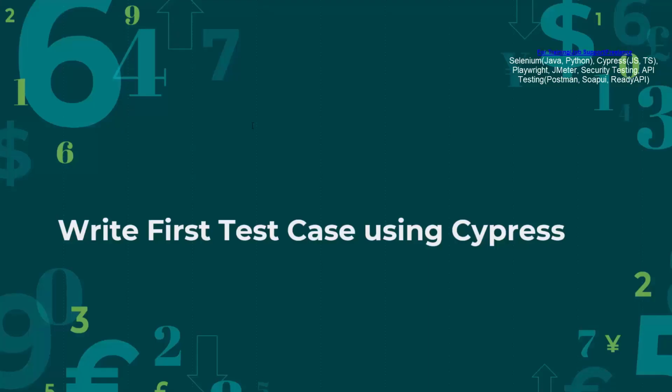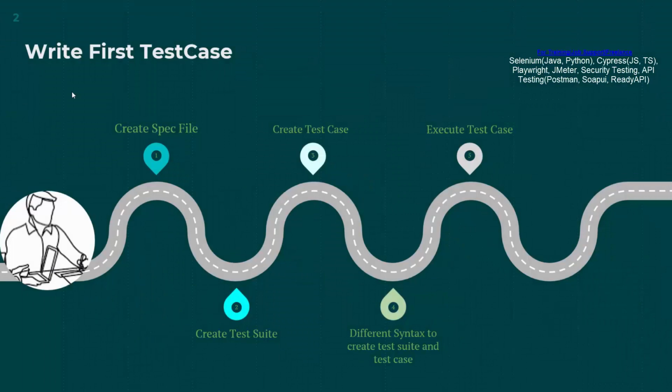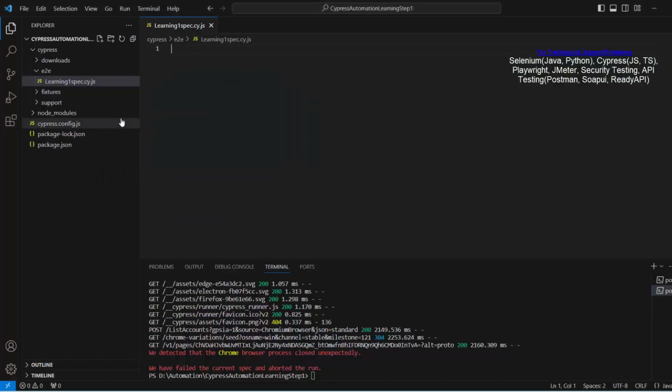For that we need to perform some actions. First of all, we need to create a spec file, meaning a test case file, which we already created: learning1 spec.cy.js. As I updated you in the last session, .js means that's a JavaScript file, .cy means that's Cypress automation. Now the question comes: if I remove the .cy, will it work? Can we change the name of the file? Can we change the extension of the file? I'll explain all these things in the coming sessions.